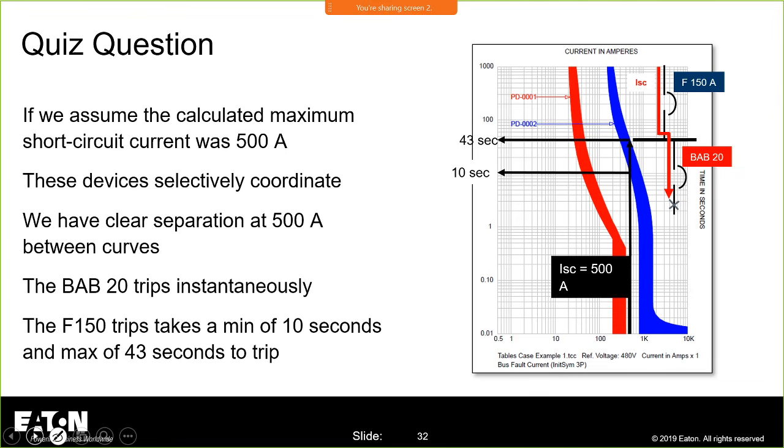If I don't plot fault current, which I didn't in that quiz question, you don't have enough information to tell me whether or not it selectively coordinates, because you don't know how much current is going to pass through it. For a 500 amp fault downstream, yes, it will trip, and it will selectively coordinate.